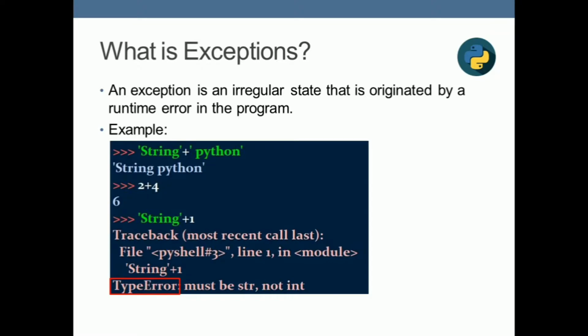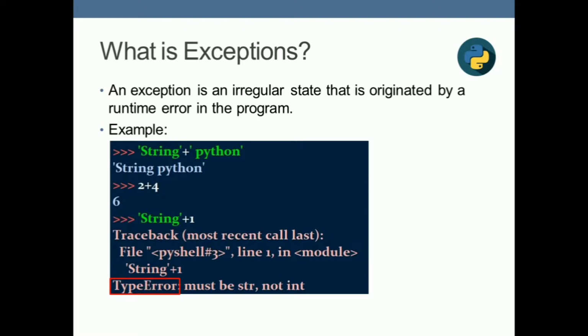But when we try to add two different data types, a string and an integer, we got an error saying type error, must be string, not integer. What we actually did here is try to add two different data types. More specifically, we added an integer data type with a string data type. We cannot add an integer data type with a string data type, so the interpreter throws an exception here.